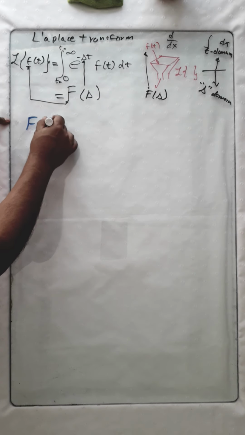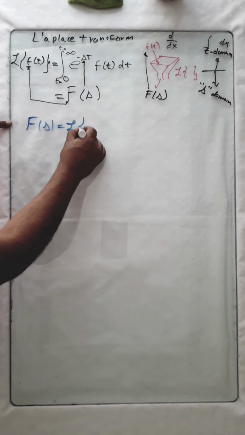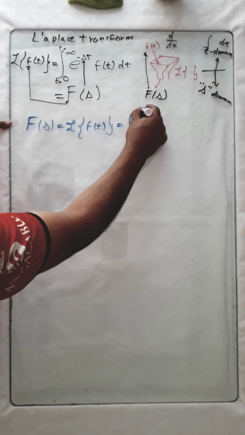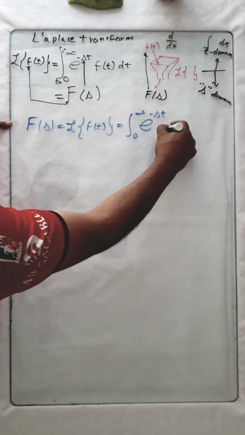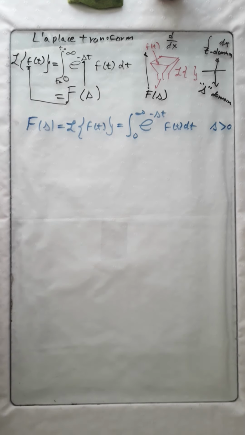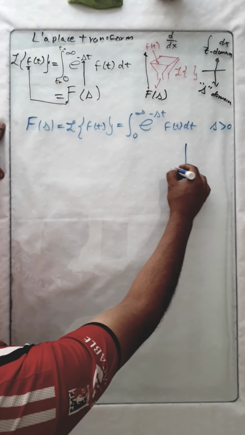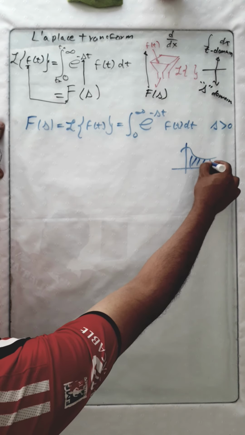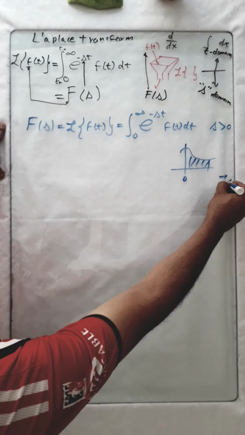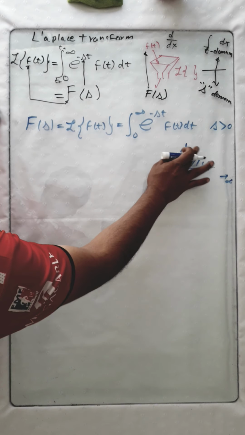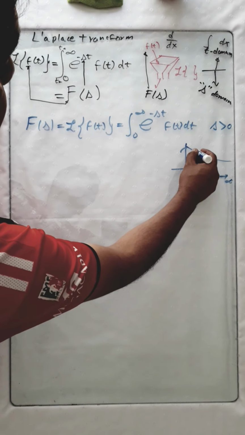Again, here F of s is going to be the Laplace transform of f of t, and that is equal by definition to the integral from 0 to infinity of exponential minus st times f of t, differential of t, with s greater than 0. Now, why greater than 0? Because in the end, engineers, this integral is the area under the curve, from 0 to infinity. The exponential of minus st is something that is going to go down.